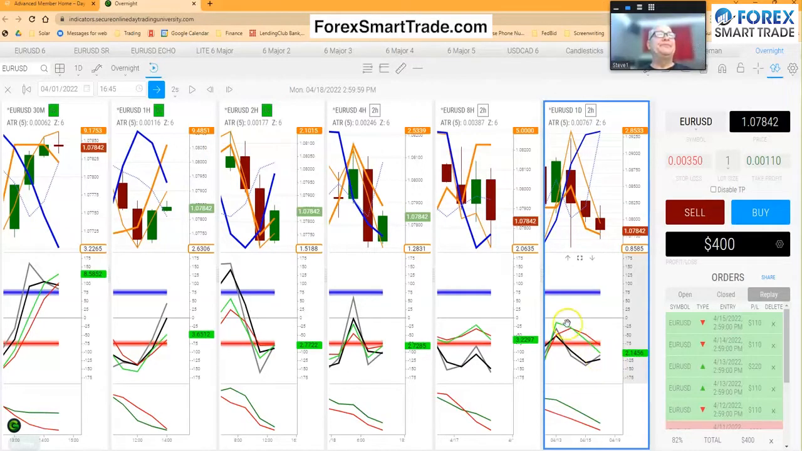All right. So we got down. Green is down. Red is down. Down pressure. Down on the 8 hour. I'm going to take a sell for 11 pips.